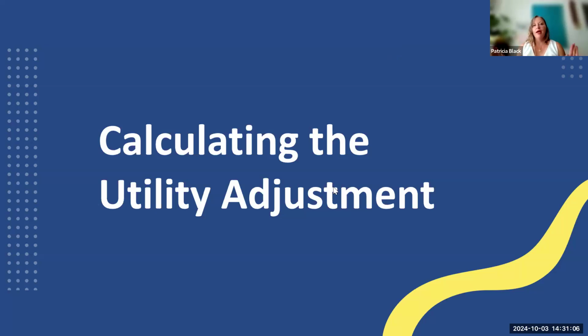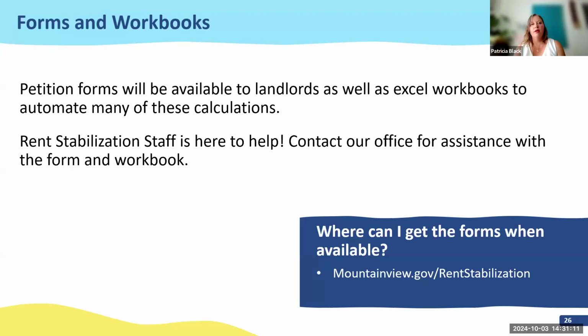Okay, so calculating the utility adjustment. We have these petition forms available to you, and I'm going to pull them up right now. You can go to our website, mountainview.gov/rent stabilization, click on the slideshow at the very intro screen, and it will take you directly to the utilities and RUBS page. If you don't do that, you see there's another little box that says information for landlords. If you click on that and then go to utility charges and RUBS, that will take you to it too. And you can always contact us.